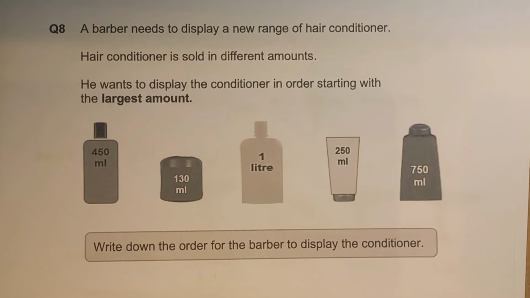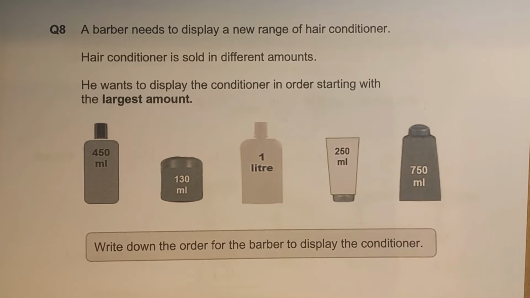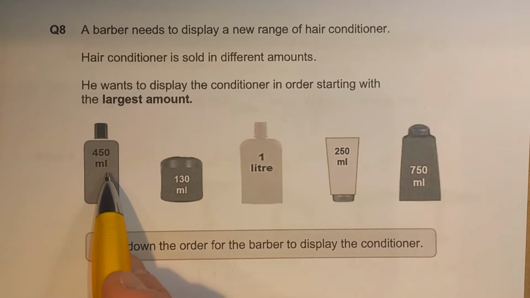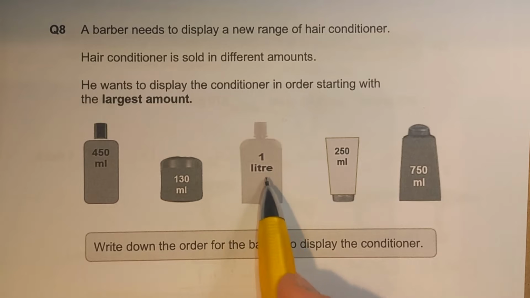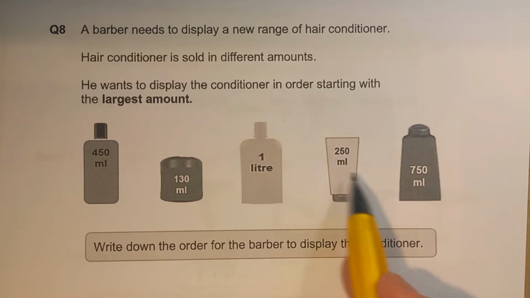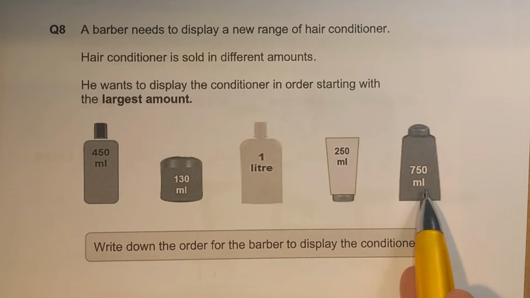Okay, question 8. A barber needs to display a new range of hair conditioner. Hair conditioner is sold in different amounts. He wants to display the conditioner in order, starting with the largest amount. So this is similar to the weight question we had before, but this time we want the largest or the biggest number first. So we've got 450 millilitres, 130 millilitres, 1 litre, 250 millilitres, and 750 millilitres.